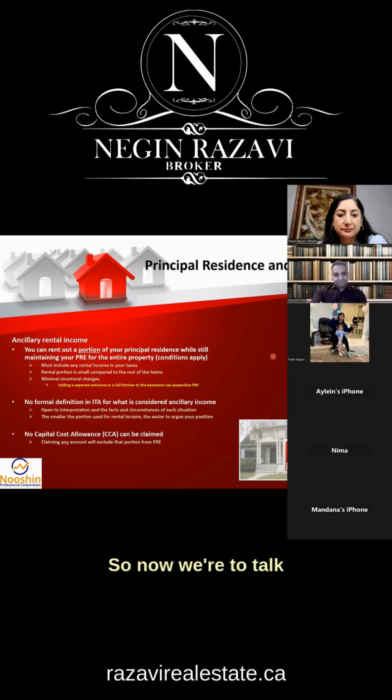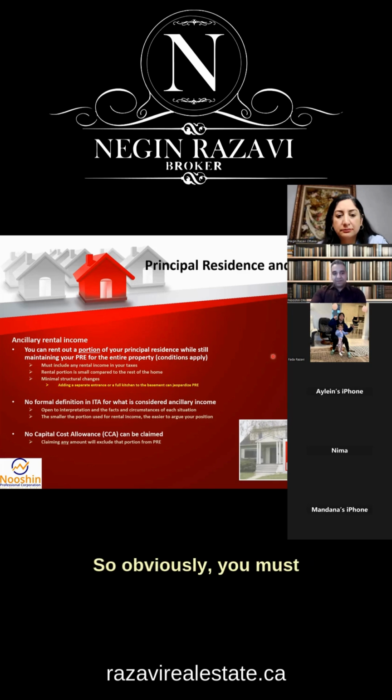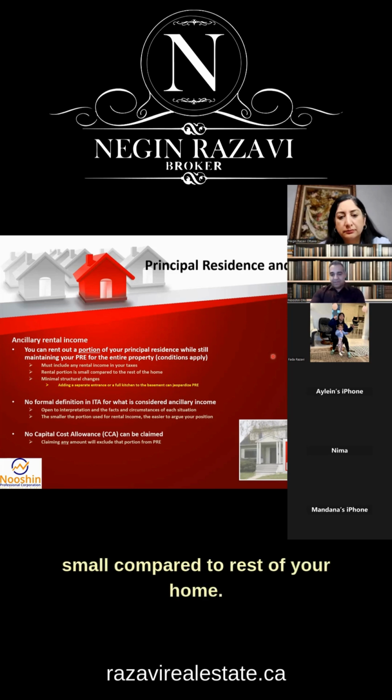So now we're going to talk a little bit about ancillary income in your principal residence. You can rent out a portion of your principal residence while maintaining your PRE status, as we call it for short, on the entire property. But there are certain conditions that apply. Obviously, you must include any rental income in your taxes, and the rental portion is supposed to be small compared to the rest of your home.